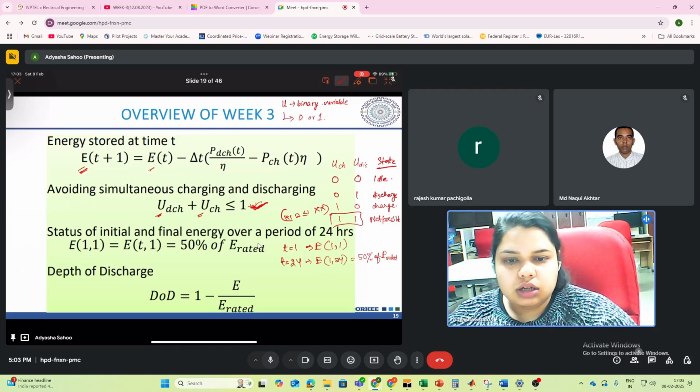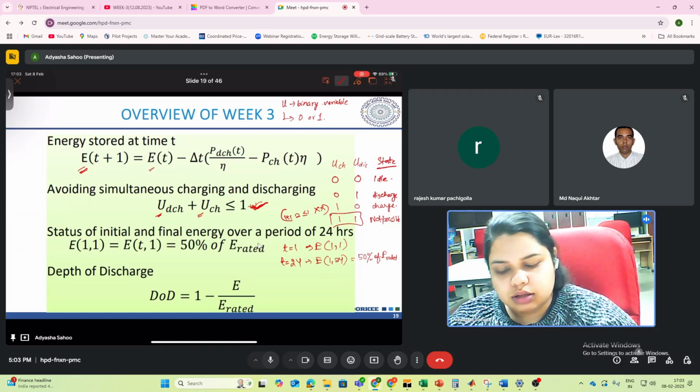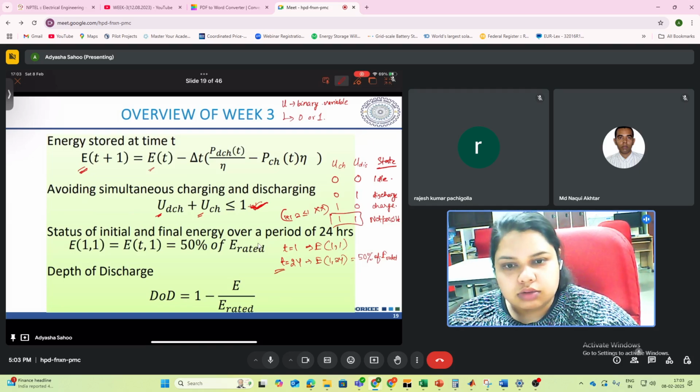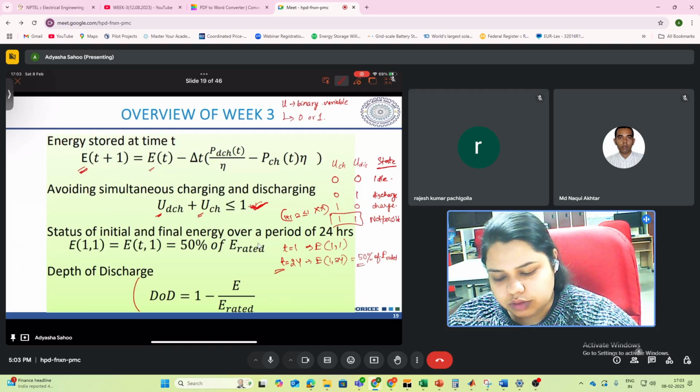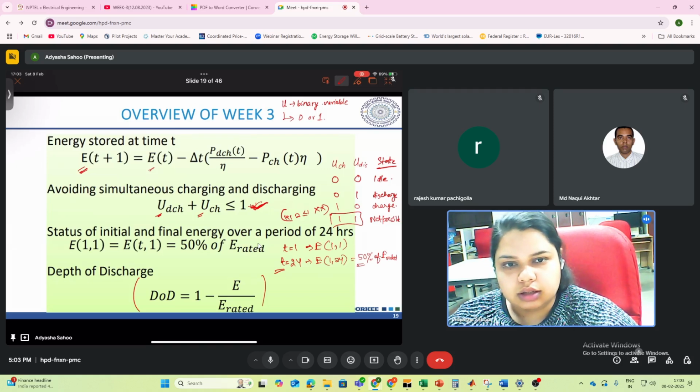So then throughout the day, the charging and discharging can be done in such a way that at the end of the day, at T24, the SOC of the battery is at 50% of its rated capacity. And this is the formula of depth of discharge, which is 1 minus the energy at time t by the rated capacity.